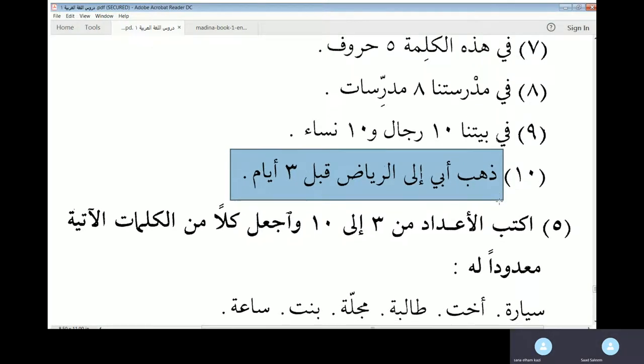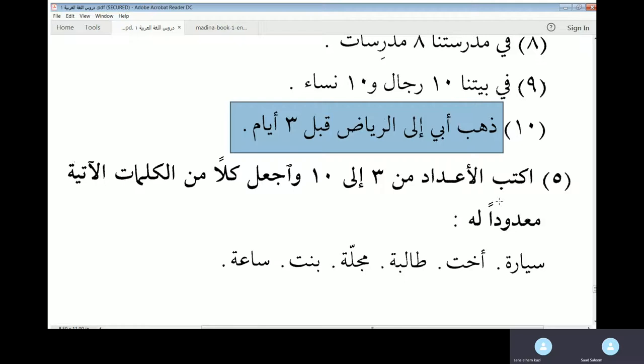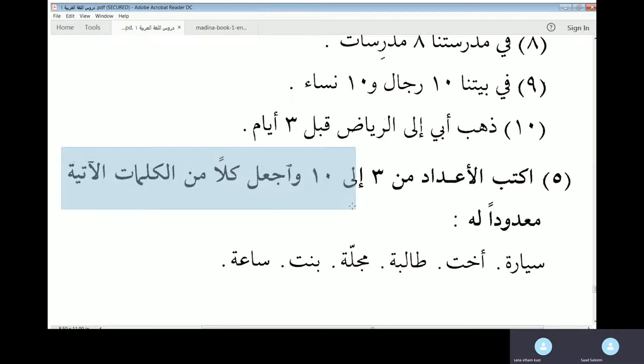Dhahaba abi ila ar-riyadi qabla thalathati ayyamin. Because of qabla, thalatha will have kasra this time. My father went to Riyadh three days ago. Qabla is before. Three days ago. Now, next.